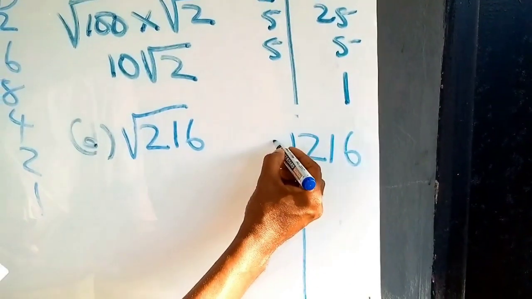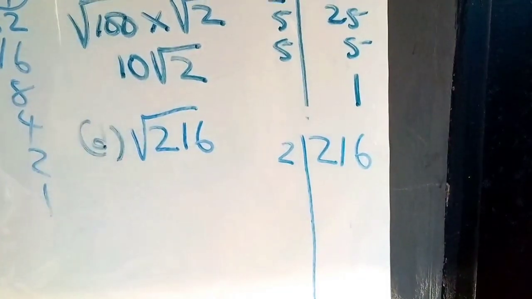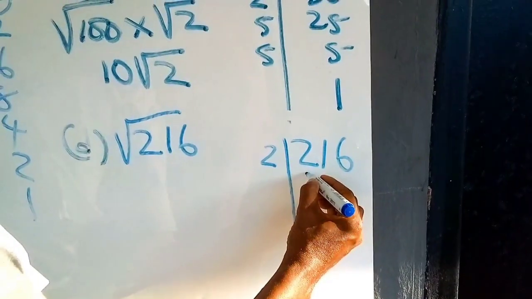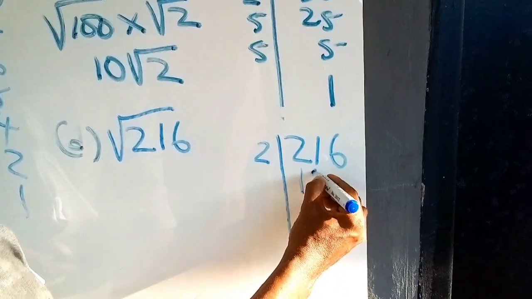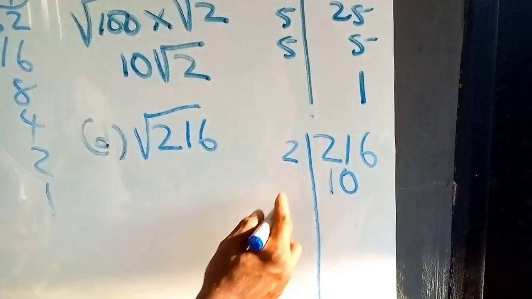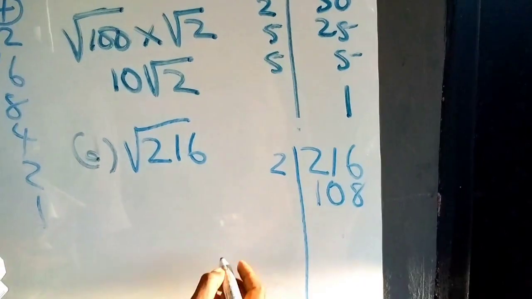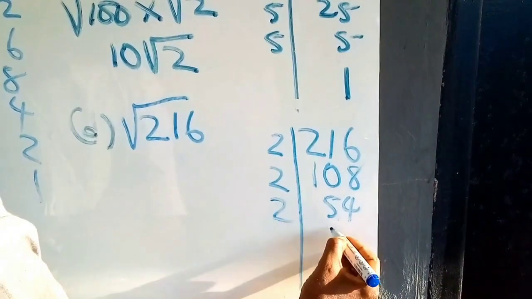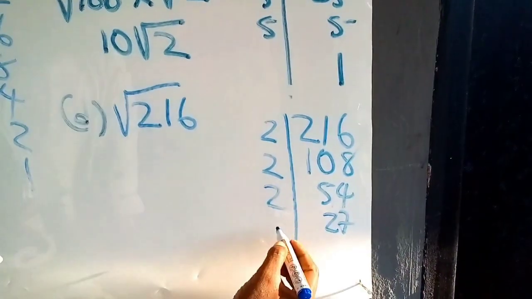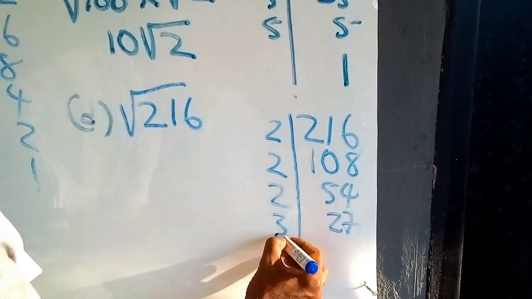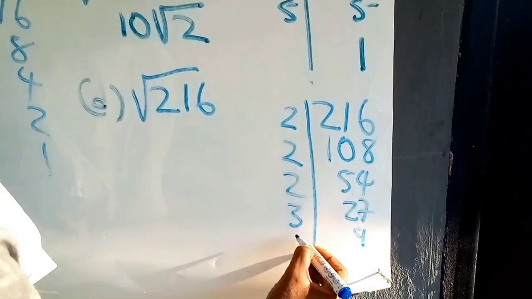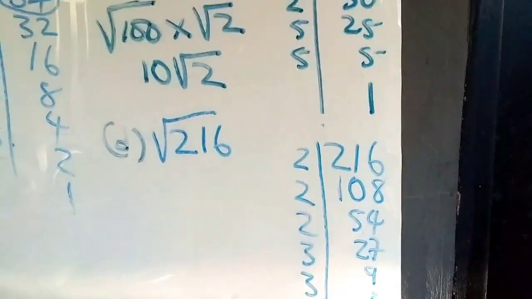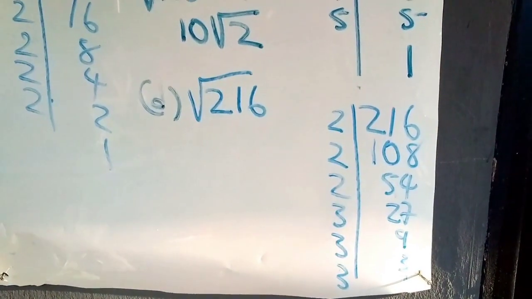Let's try. 2 divides 216, will give us 108. Then 2 divides 108, 54. 2 divides 54, 27. 2 can't divide again. So we now use 3. 3 divides 27, 9. 3 divides 9, 3. 3 divides 3, 1. Okay, remember the rule? Oh, let's look at that.